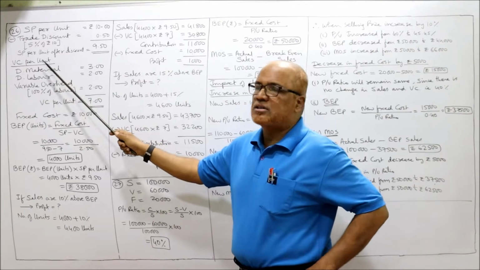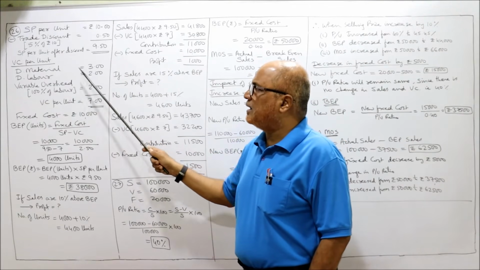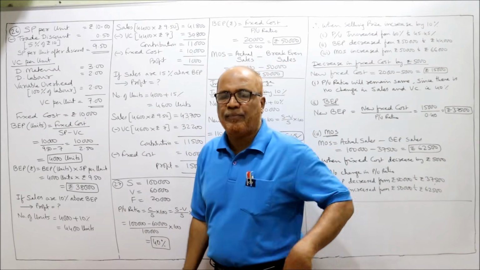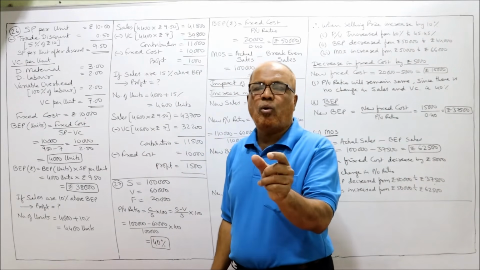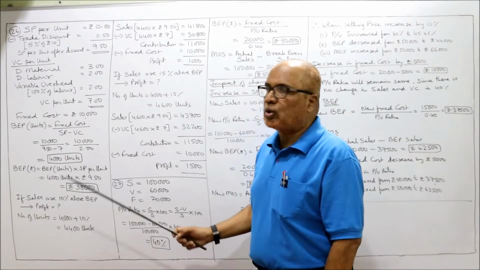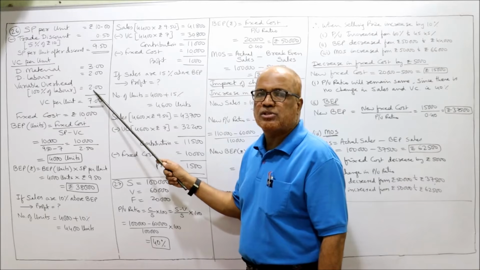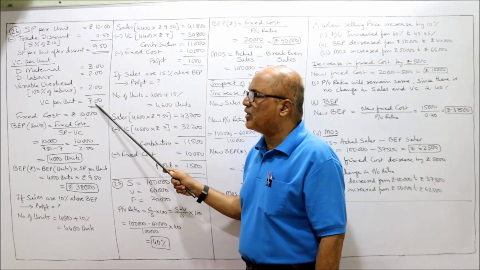Variable cost per unit: direct material 3 rupees, direct labor 2 rupees, and variable overhead is given 100% of labor. It is given in the problem. Variable overhead is 100% of labor. So labor how much here? 2 rupees. So 100% of 2 rupees, 2 rupees. The variable cost per unit is 7 rupees.